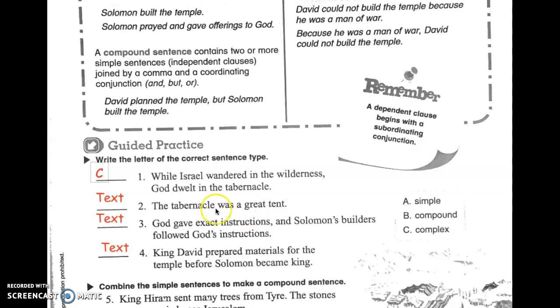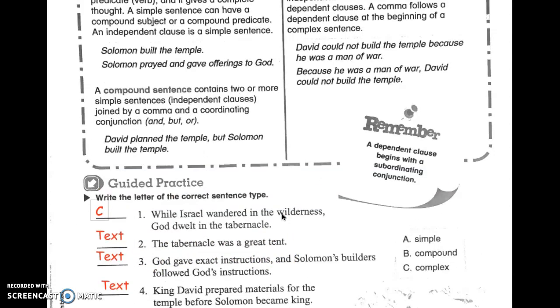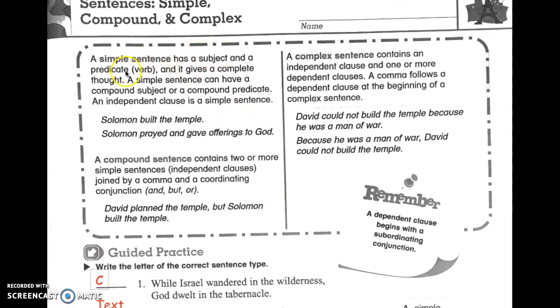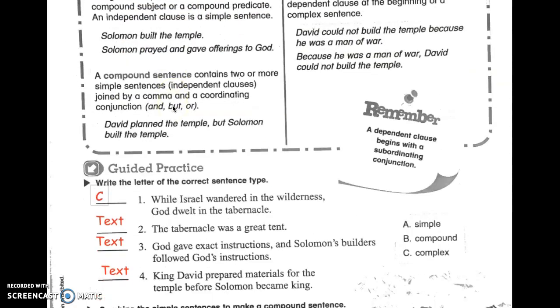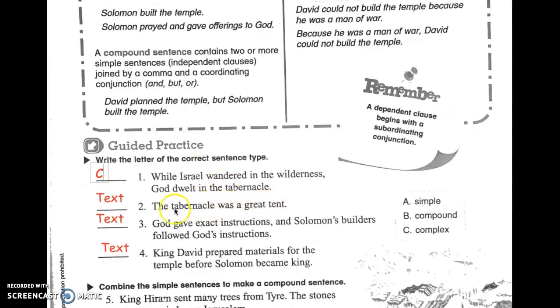Number 2: The tabernacle was a great tent. This one is a simple sentence because it has a subject and a verb, it gives a complete thought, and it does not have more than one. It's just one sentence. So this is our simple sentence.